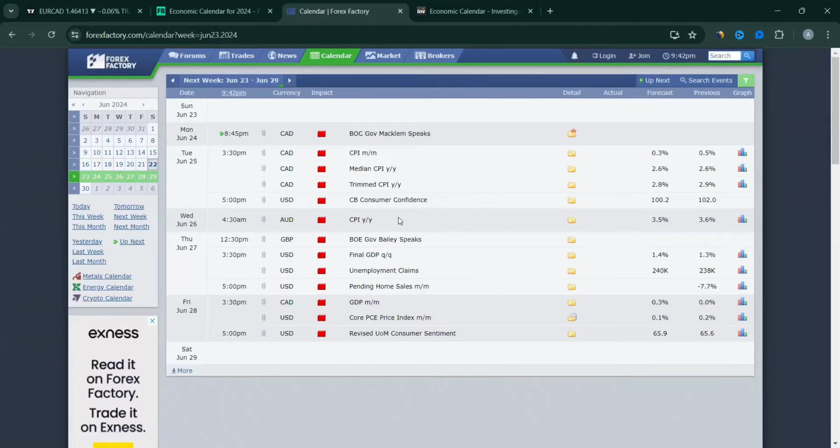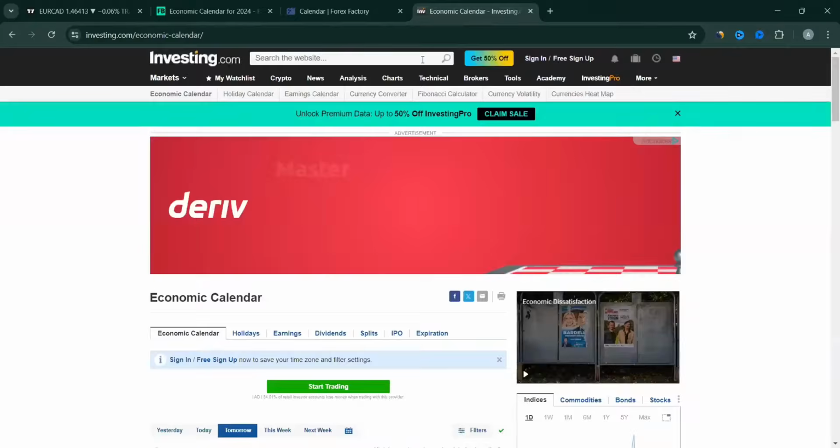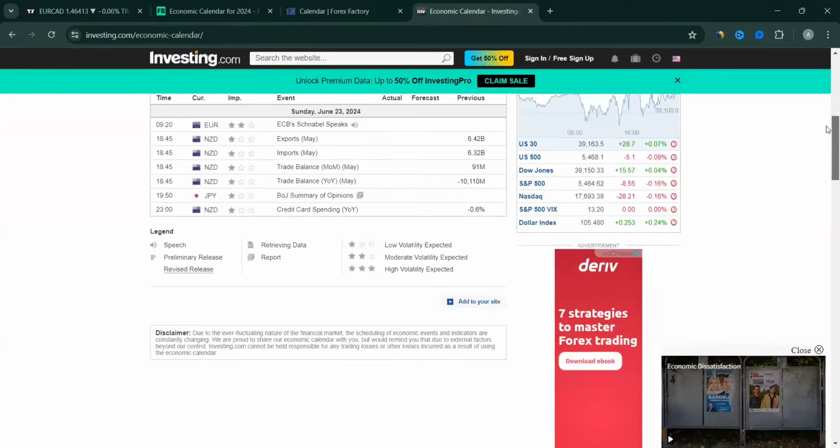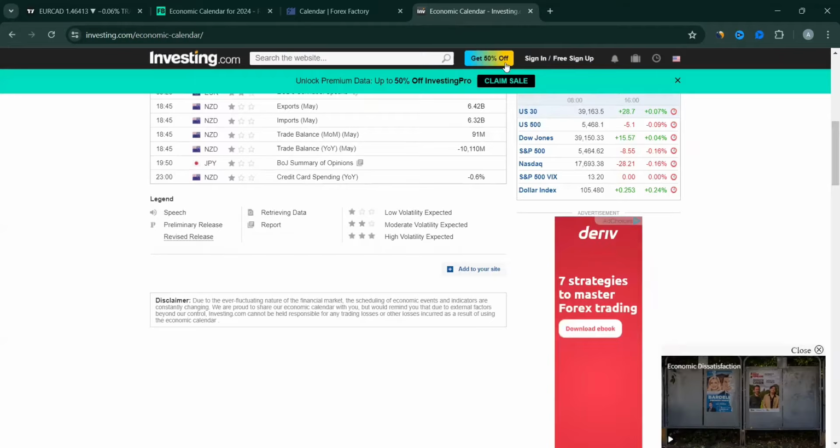Then secondly, you can also trade speeches, right? When you go to investing.com, which I like using, there are many platforms, which I'm going to come to just in a few minutes. You can see investing.com categorizes for you.